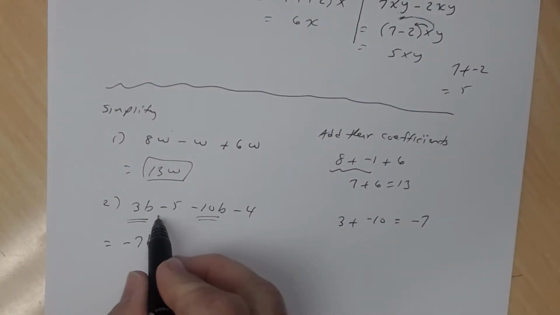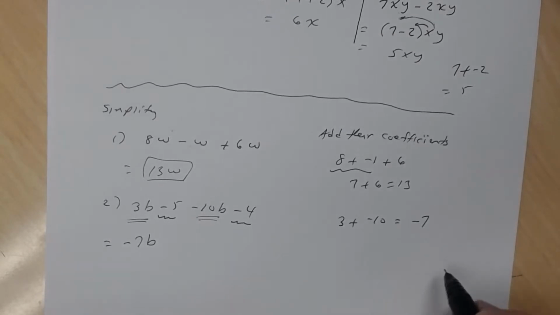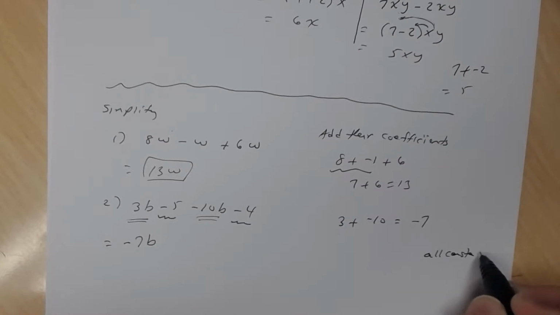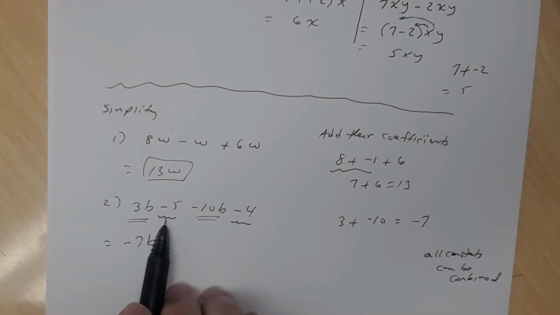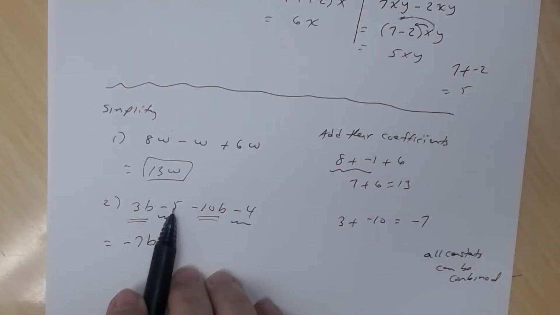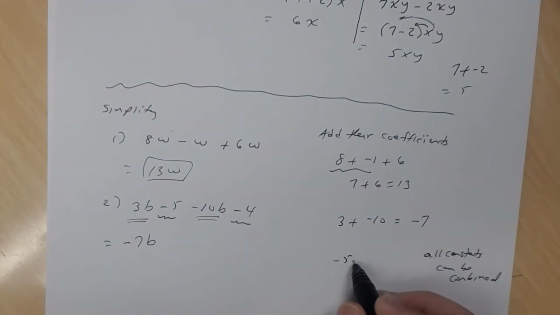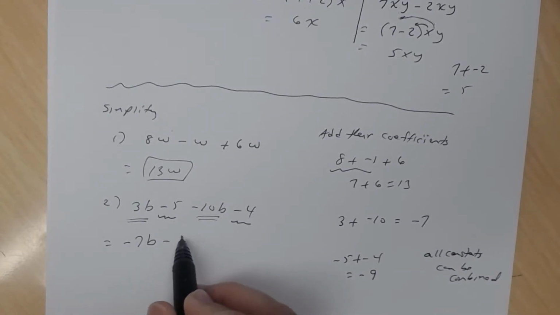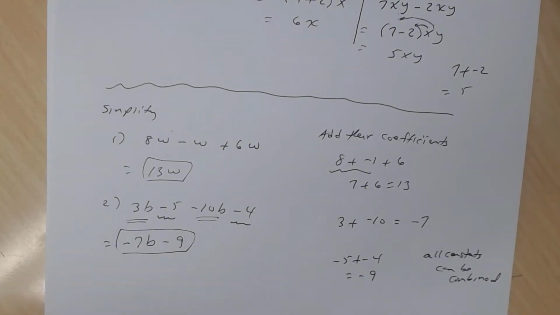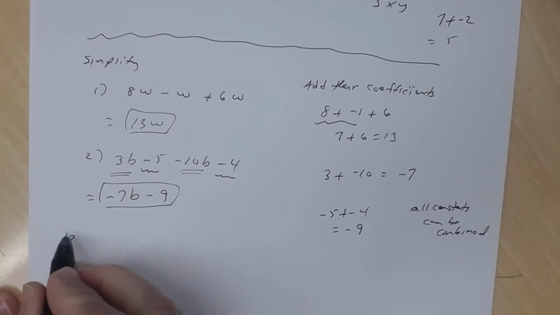Now these terms right here, these two terms, those are constants. All constants can be combined. So this constant, and in the previous lesson we talked about constants. So remember, a constant is a term that doesn't have the variable attached with it. So it's always going to be a negative 5. This is always going to be a negative 4. And a negative 5 plus a negative 4 is a negative 9. So the answer will be negative 7b minus 9. So that's that one.